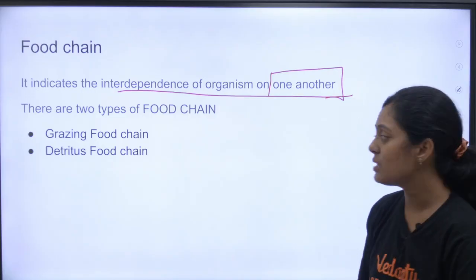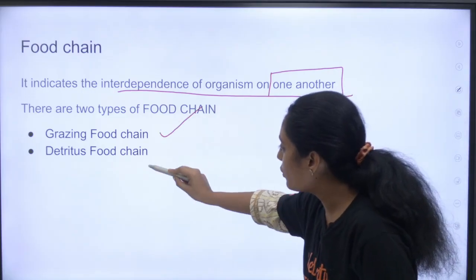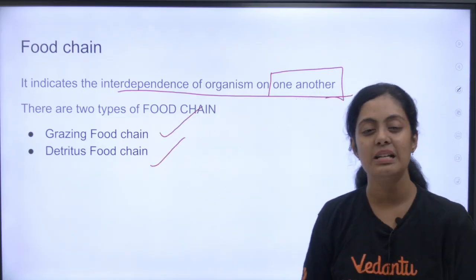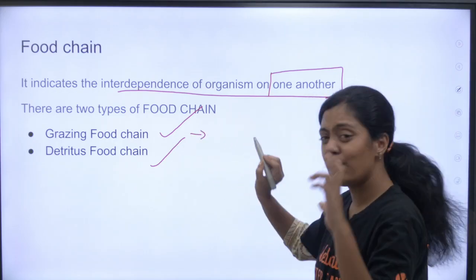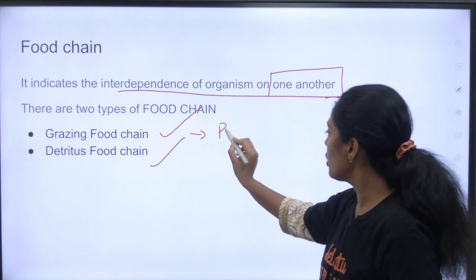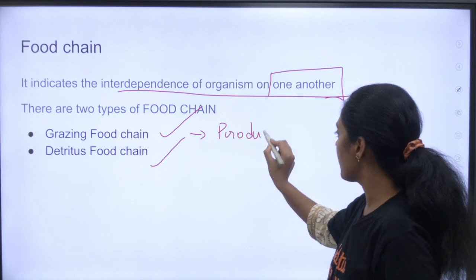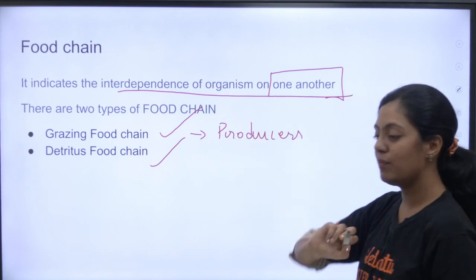There are two kinds of food chain. One is your grazing food chain, the other one is your detritus food chain, okay. So what is the grazing food chain? Here the first trophic level is occupied by producers, pasangala. So that is what we call the grazing food chain.